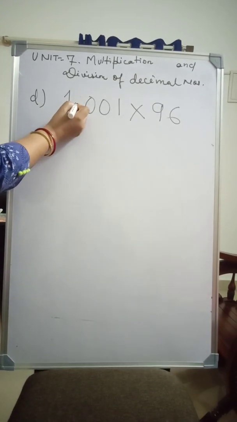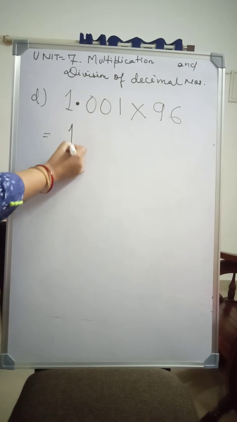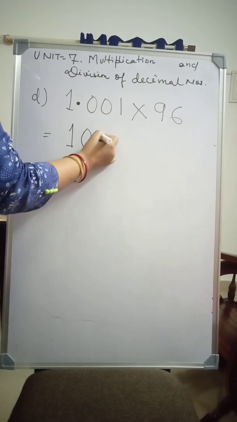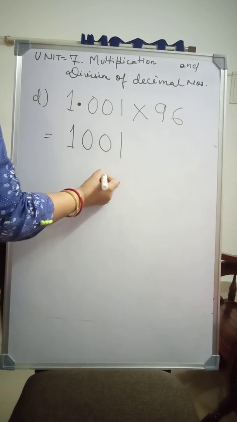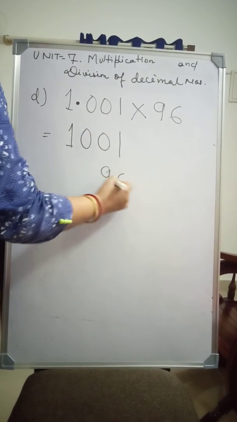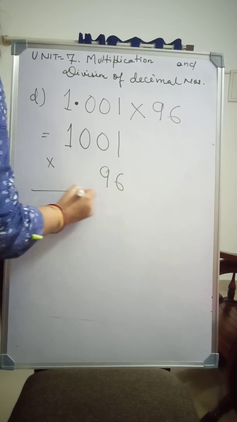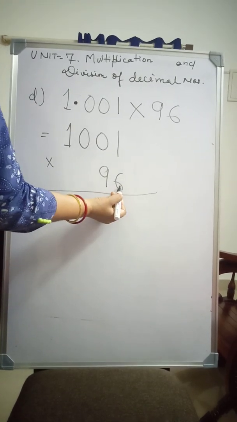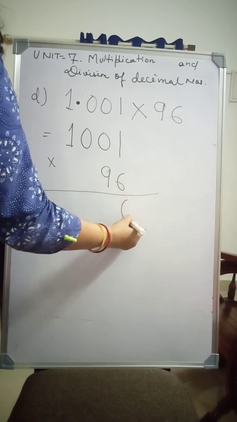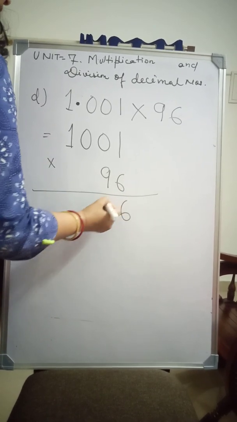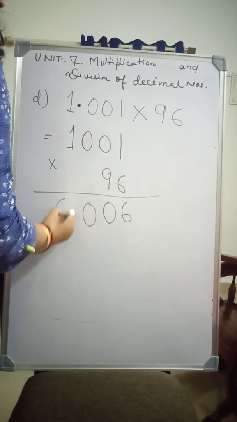First step, when we are doing multiplication, forget about the decimal point. Just write down the digits of the multiplicand, 1001. Then just below it write down the digits of the multiplier. Now start the multiplication. We start from the ones place of the multiplier. So 6 ones are 6, 6 zeros are 0, 6 zeros are 0, 6 ones are 6.